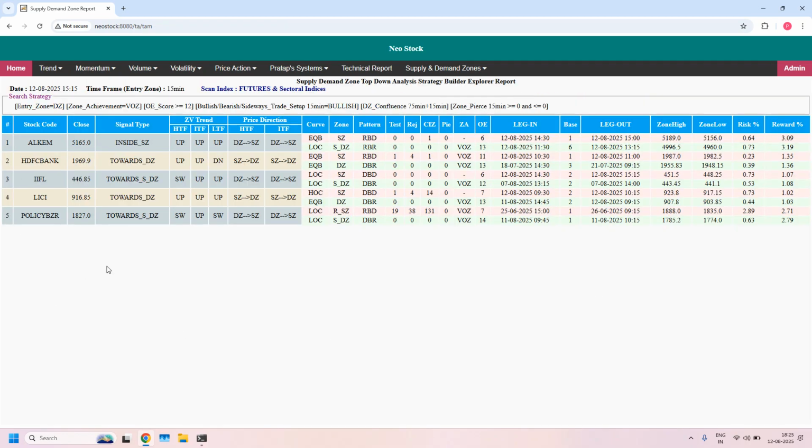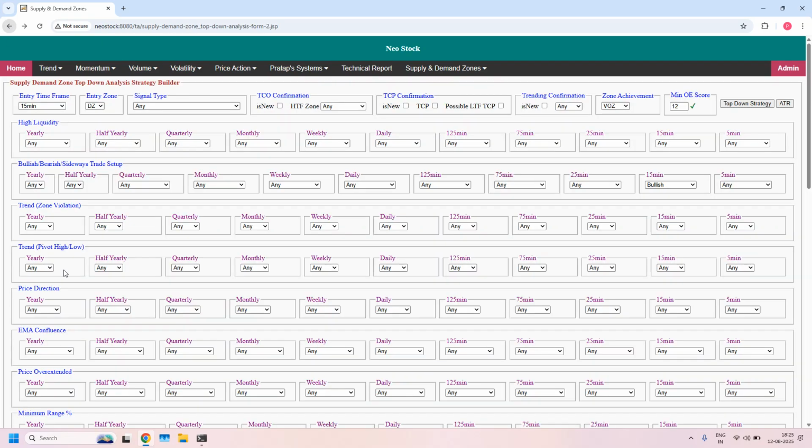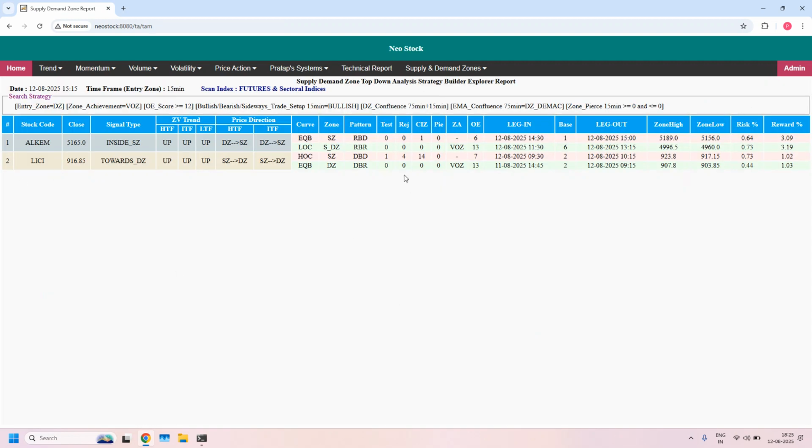We got 5 stocks. In all the 5 stocks, these 15 minutes demand zones are overlapped with 75 minutes demand zone. And also 75 minutes trend is uptrend in all the stocks. We can further filter based on the EMA confluence at 75 minutes time frame. I am selecting 75 minutes demand zone with daily EMA confluence. We got 2 stocks. That way these two 15 minutes demand zones might be having more high probability to get success, provided less than 20 checklist items are satisfied. Otherwise there are higher chances the zones might be violated.